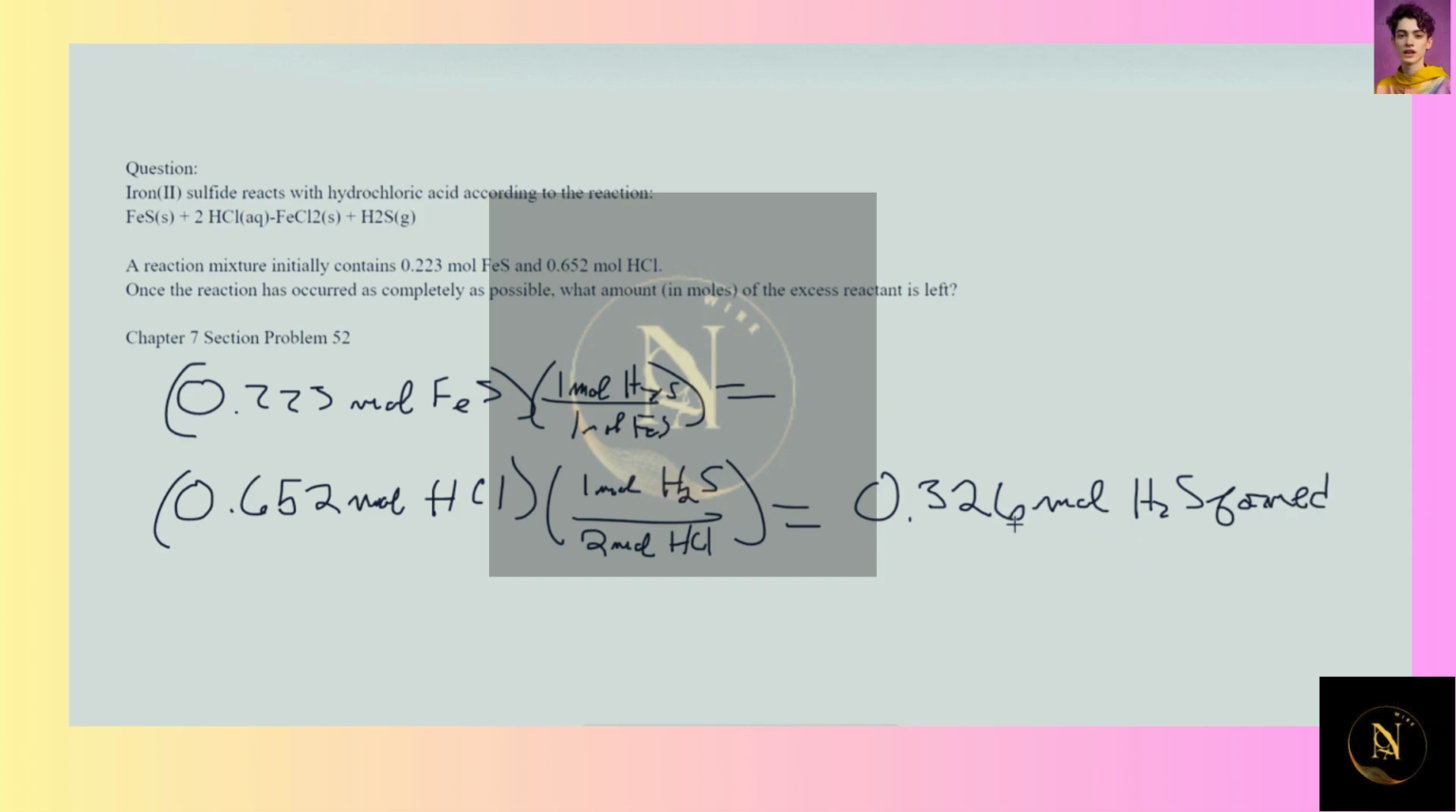So we would have formed 0.326 moles of the H2S, but instead the 0.223 moles formed by the FeS is less. So that's our limiting reagent. Again, because this is a smaller number, that means that this reagent is the limiting reagent.